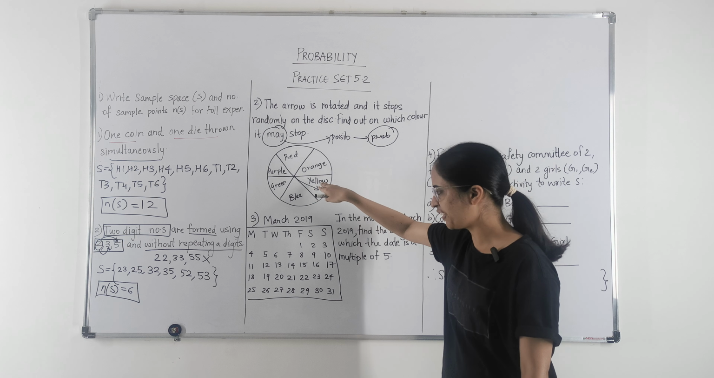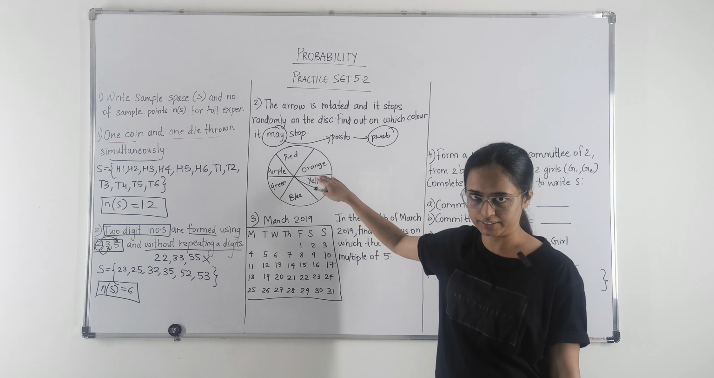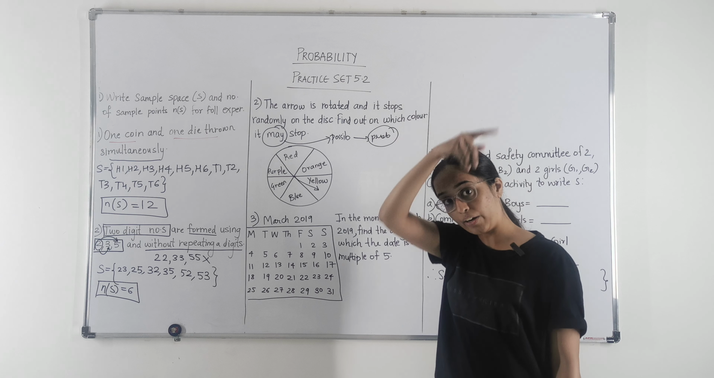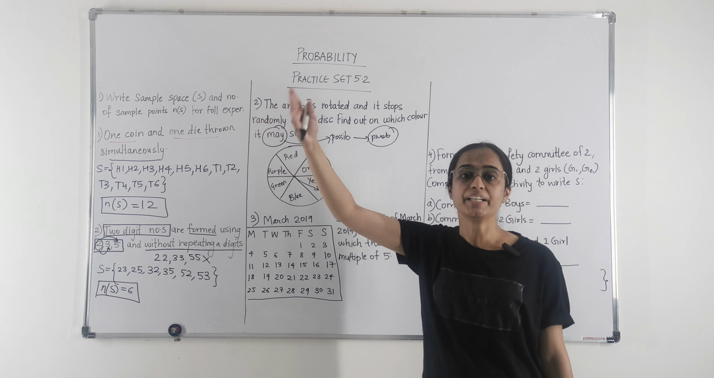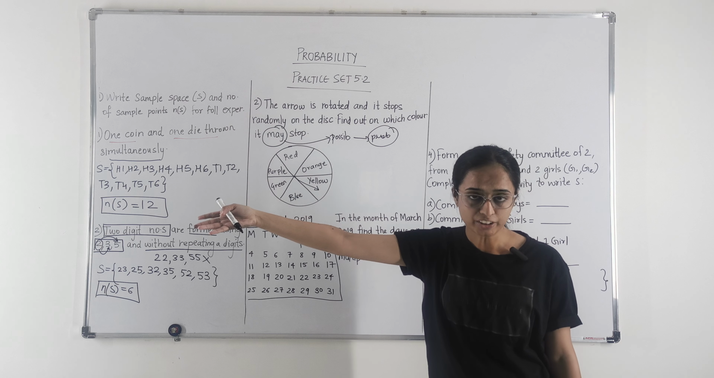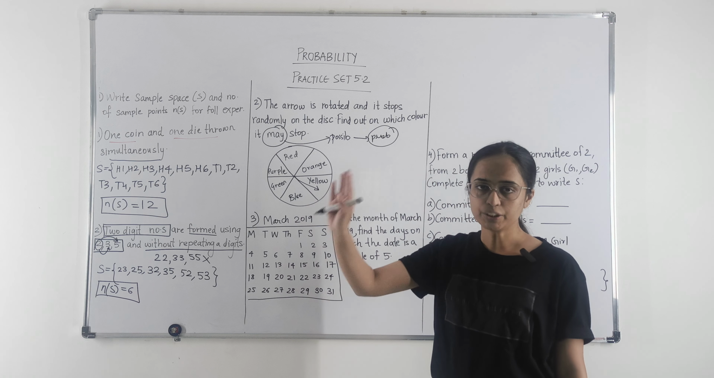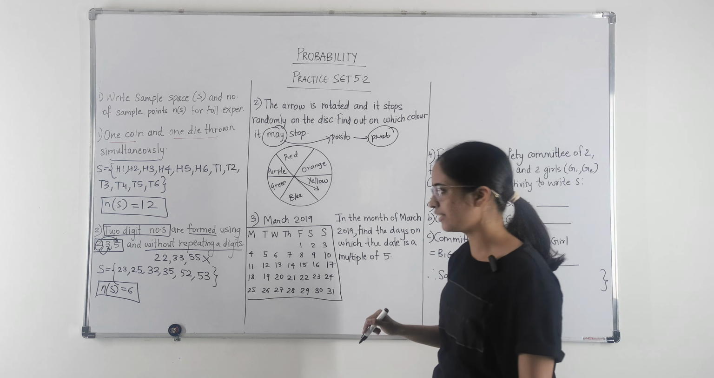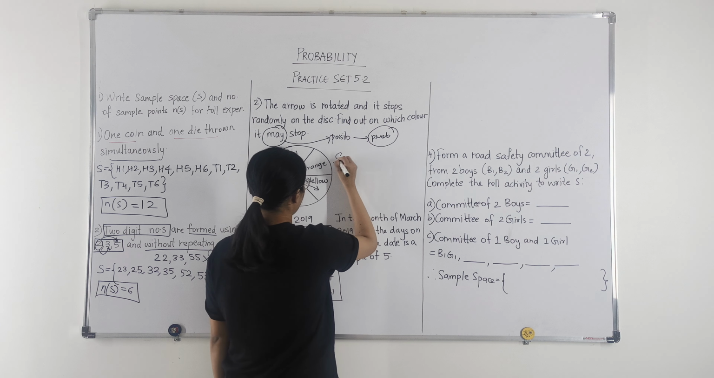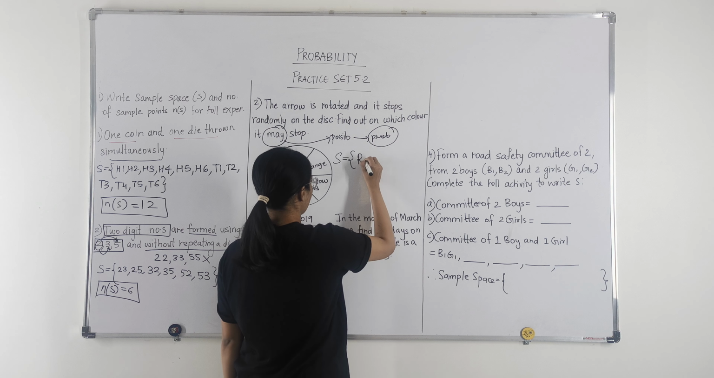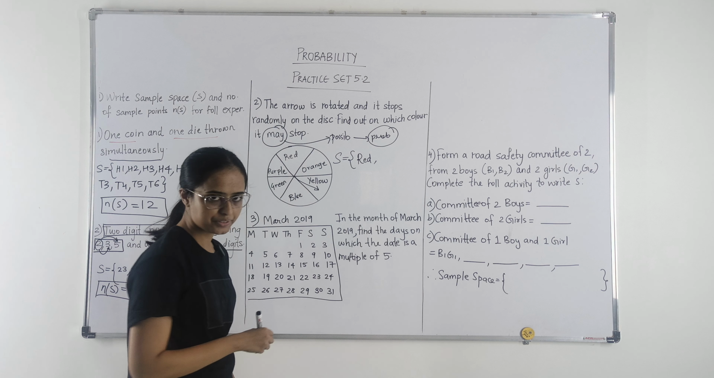Your arrow is pointed at yellow. That is just for your reference. Understand the question. Arrow rotate होता है कौन से color पे? It may stop. कौन से color पे? It might stop. We don't know, but we have the total colors in our hand, so we can write the sample space. So here S would be all the possible colors because it might stop at red color.